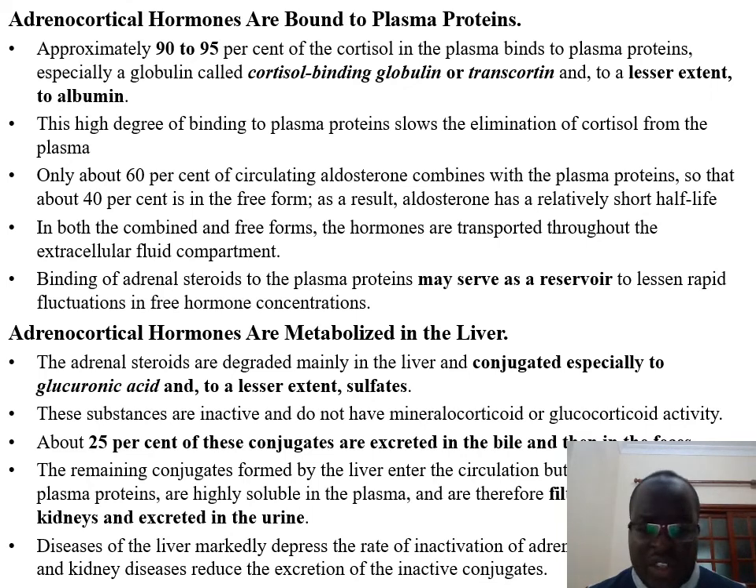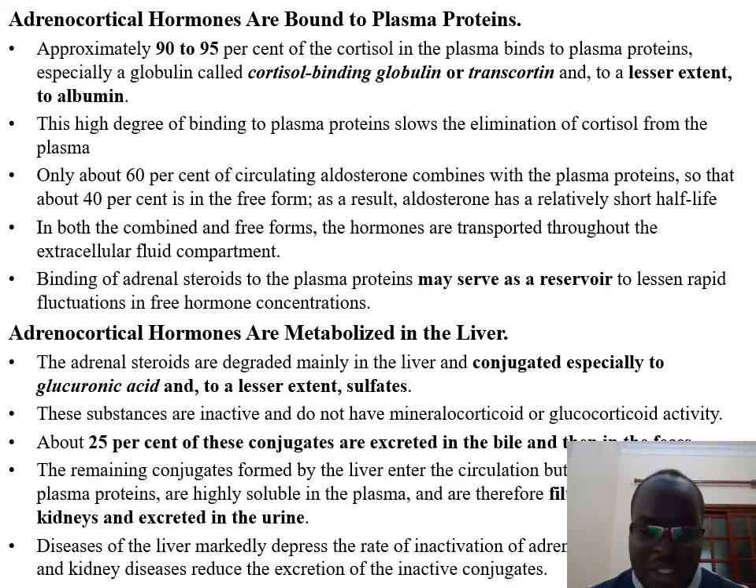The adrenal steroids are degraded mainly in the liver and conjugated especially to glucuronic acid and to a lesser extent sulfates. So there is conjugation of steroid hormones to glucuronic acid and also sulfates. These substances are inactive and do not have mineralocorticoid or glucocorticoid activity. After conjugation, they don't have any physiological function.